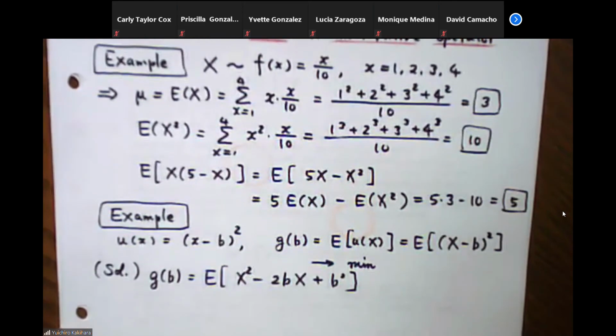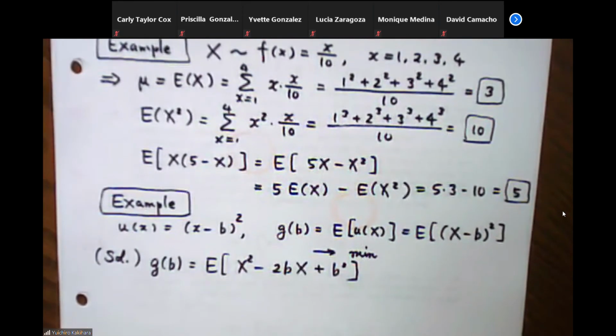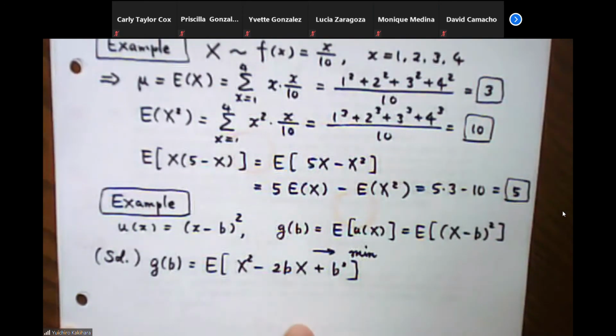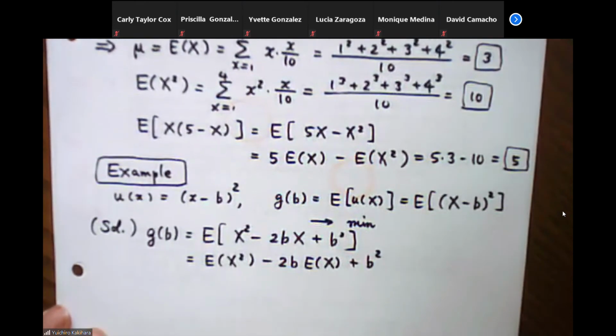Now we use the linear property of expectation. We're talking about b, which is a variable. Then this is, of course, E of x squared, the second moment, minus 2b times E of x, and then plus b squared. Okay, this is a function. Look at this as a function of b. Then we would like to differentiate it.